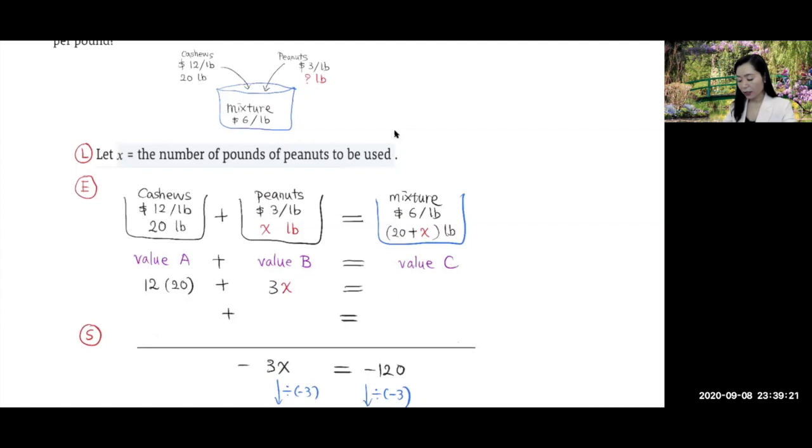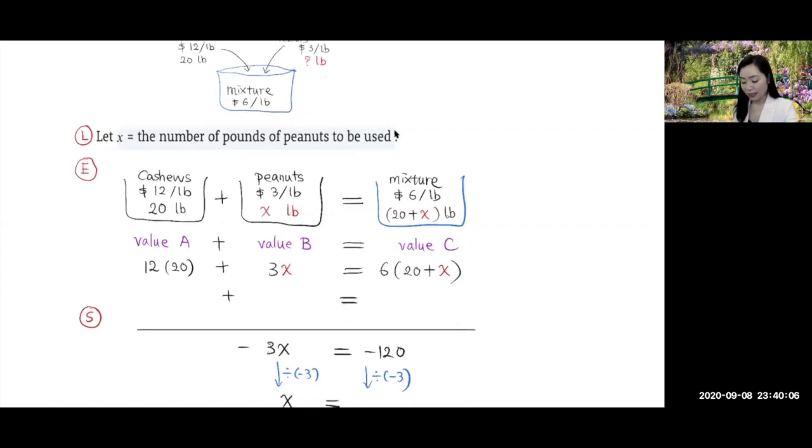Similarly, it will be the price per pound times the number of pounds. So multiply these two quantities together. Be careful here, you need the parenthesis because it's $6 per pound and the total number of pounds is 20 plus X. Whenever you have a mixture problem, think about the value: the sum of the values before you mix equals the value in the mixture. That's how you set the equation for dry mixture problems.